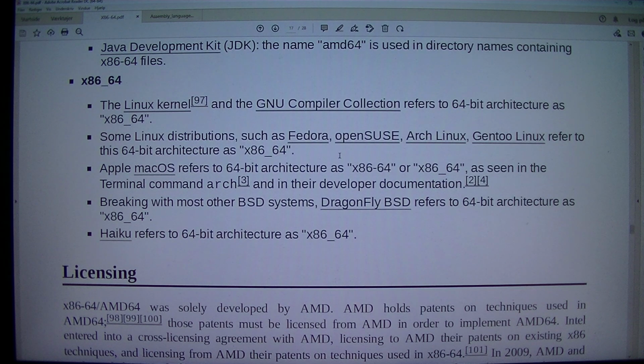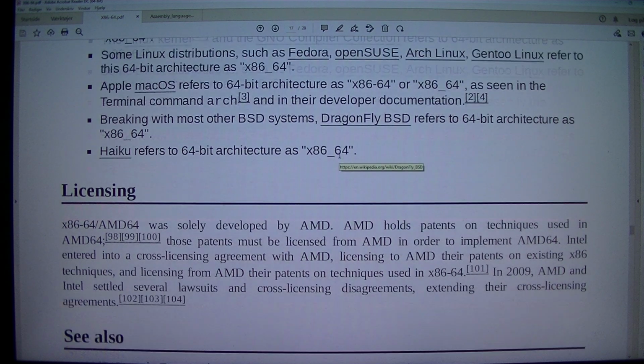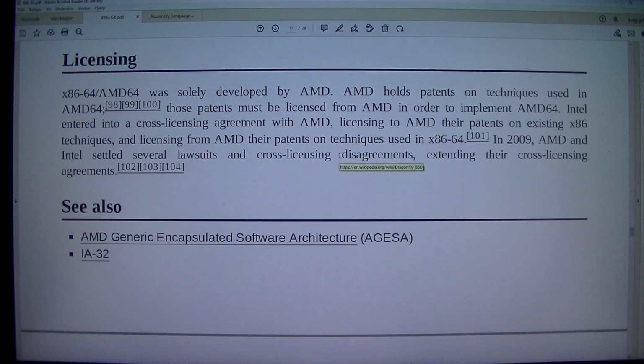Breaking with most other BSD systems, DragonFly BSD refers to the 64-bit architecture as x86_64. Haiku refers to the 64-bit architecture as x86_64. Licensing.